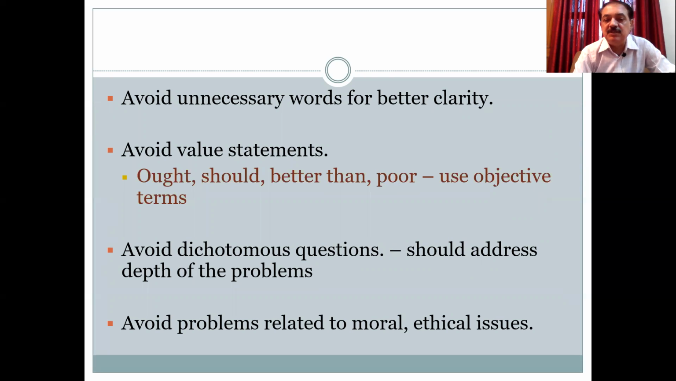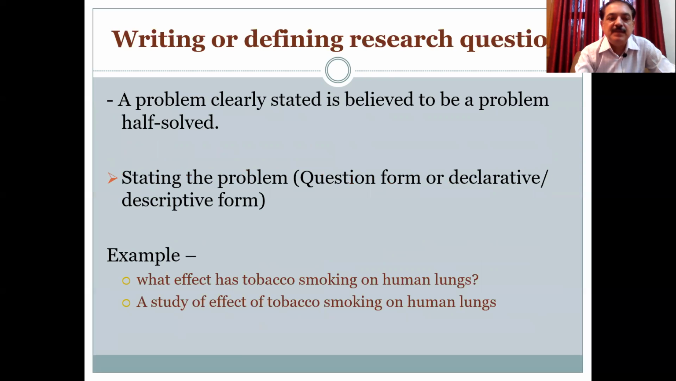Avoid unnecessary words for better clarity. Avoid value statements like should, better than, poor. Use only objective terms. Avoid dichotomous questions like yes or no, satisfied, unsatisfied, or agree, disagree. It should address actually the depth of the problems, various levels of the problems. So to get in depth, it should not be yes or no. That is a poorly designed research question. Avoid problems related to moral, ethical issues.